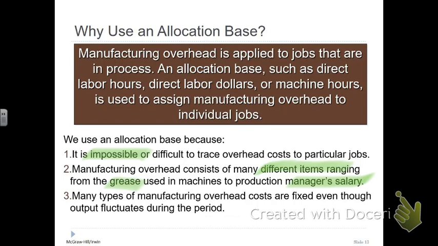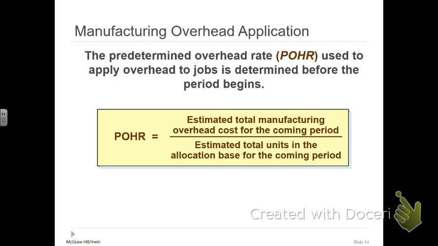Okay. And notice there's a lot of things where overhead costs are fixed even though output fluctuates. You may have the supervisor on a salary, and he may be supervising 4 different job sites. How do you allocate his salary between those 4 job sites? You're going to have to do it based upon cost of the job, direct labor hours, maybe how much money was spent hiring labor. You're going to have to find some way to allocate those dollars.